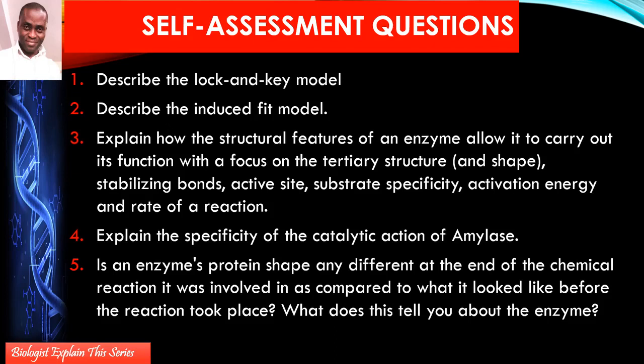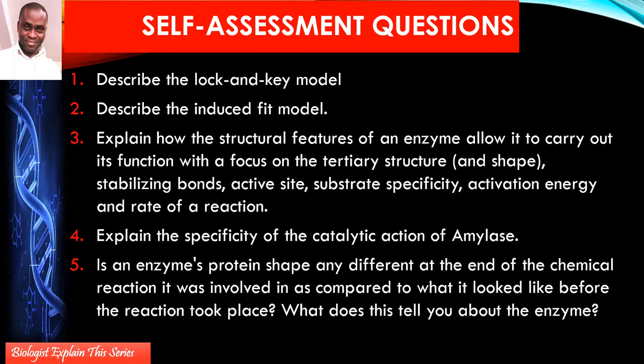Number three, explain how the structural features of an enzyme allow the enzyme to carry out its function of catalysis, and focus on tertiary structure, that is the shape. Still on how it functions: stabilizing bonds, the active site, substrate specificity, activation energy, and the rate of reaction. So you're explaining the structure of the enzyme. Let me put it this way: structure in relation to function. You can't function if you are not structured in a particular way. Or let's say you are structured to function in a particular way. So the enzyme has a structure. Okay, so you are discussing those things in context.